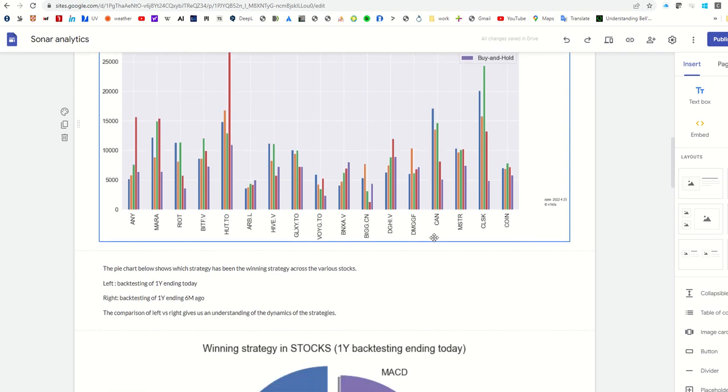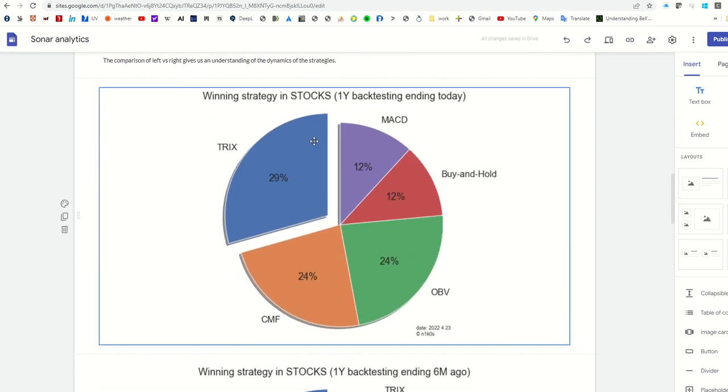So I aggregated them together in this pie chart, which shows the strategy that wins the majority of the time. The majority of the time is shared between a Trix strategy, a Chaikin money flow strategy, and an on-balance volume strategy. And the least amount of success is given to us by MACD and buy and hold.